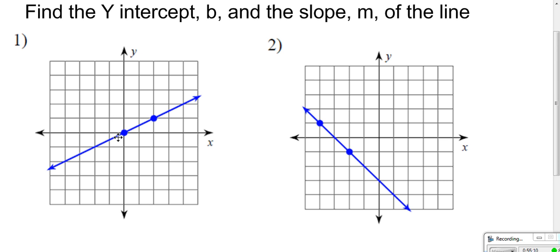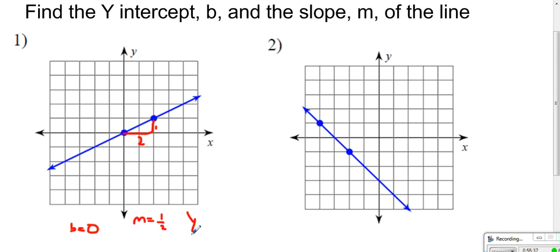Really, basically, we're doing the same thing over and over again here, and here is the y-intercept, so I'm going to put b equals 0. And the slope, I'm going to just use the points they give me, so that's 2 and up 1. And remember, the slope is rise over run, so the rise is 1, and the run is 2.